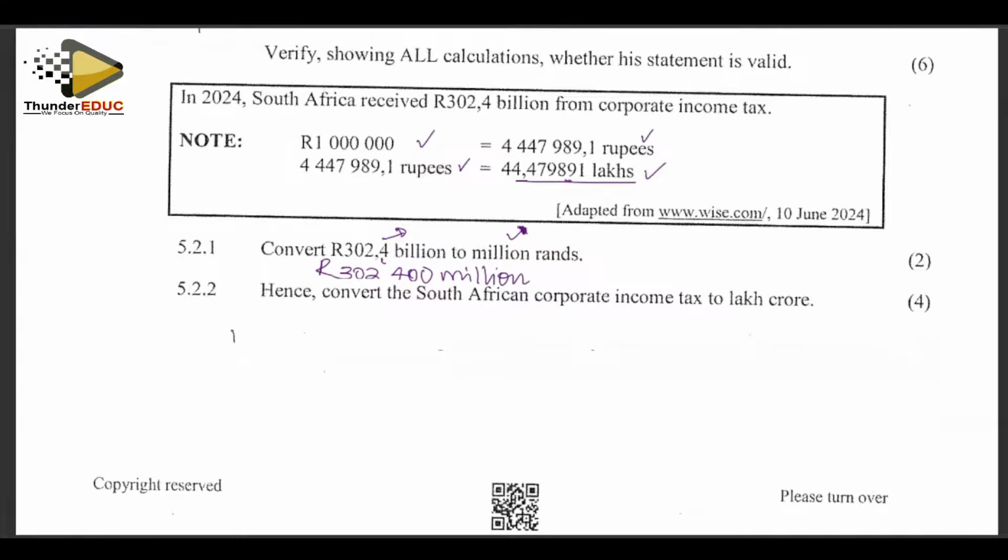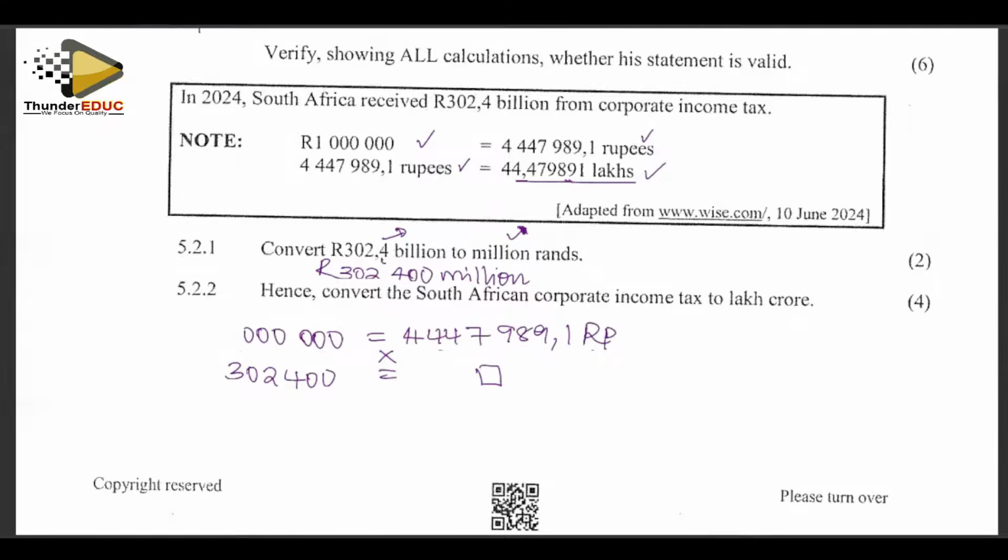So you ask yourself, if 1,000,000 rand gives you 4,447,989.1 rupees. We are converting the South African to Lakh crore. So there's no South Africa to Lakh crore. It's rupees, then we have to change the money to rupees. So this is 302,400 equals to a given number here. Multiply, and divide by 1,000,000.